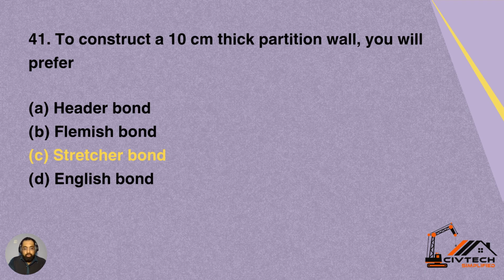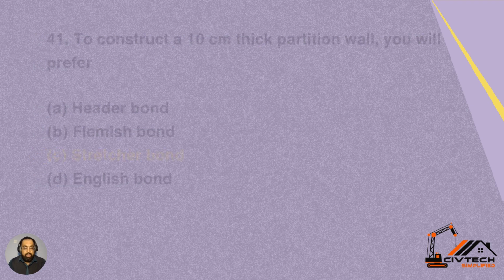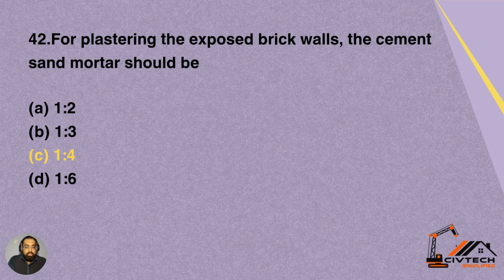Question 41. To construct a 10 centimeter thick partition wall, you will prefer. So which type of course or bond will be preferred for a 10 centimeter thick wall? A. Header bond, B. Flemish bond, C. stretcher bond, D. English bond. So option C is correct, which is stretcher bond. So remember always a 10 centimeter thick partition wall is constructed using stretcher bond. It is the preferred bond for such type of thickness.